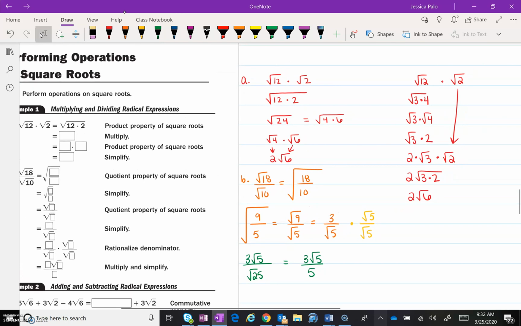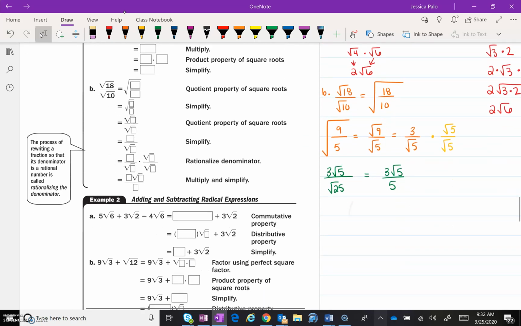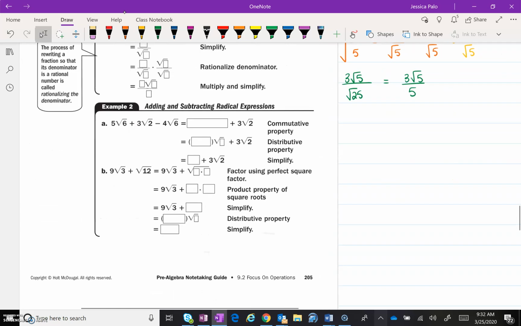There we go. We have A, a multiplication problem, and B, a division problem. Product property and quotient property.